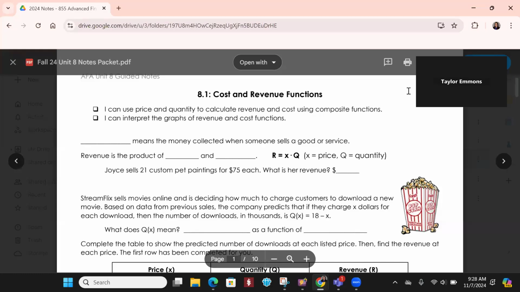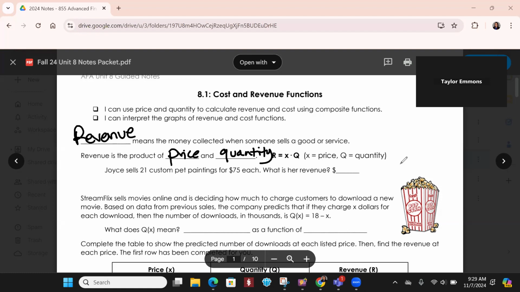All right, so we're gonna talk about cost and revenue function. Okay, we're talking about like investing. So with that being said, revenue means the money collected when someone sells a good or service. It's like the amount that they're getting from it. Revenue is the product of price and quantity.